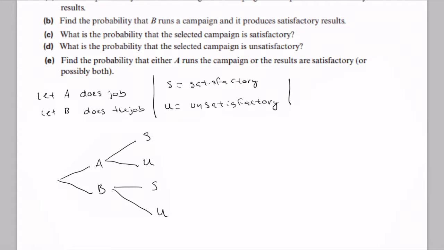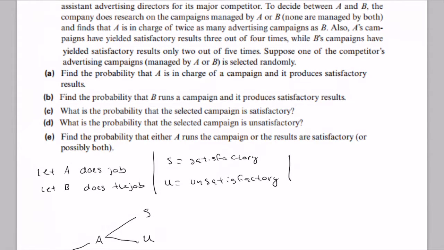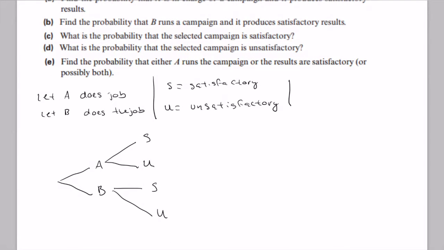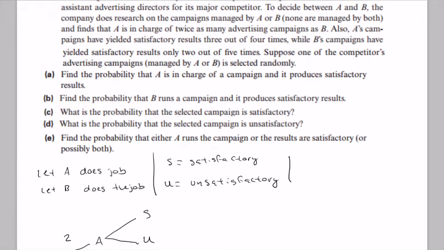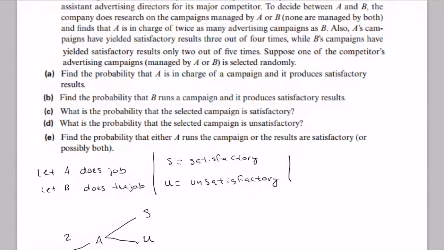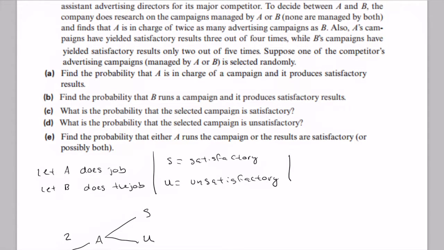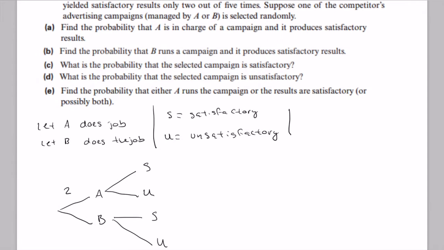So how many jobs does A have? Let's go back. The company does research and finds that A is in charge of twice as many advertising campaigns as B. So let's say twice. Also yielded satisfactory results 3 out of 4 times, and 2 out of 5 times. So I'm just going to put 2 out of 3 for A, and this is 1 out of 3 for B.